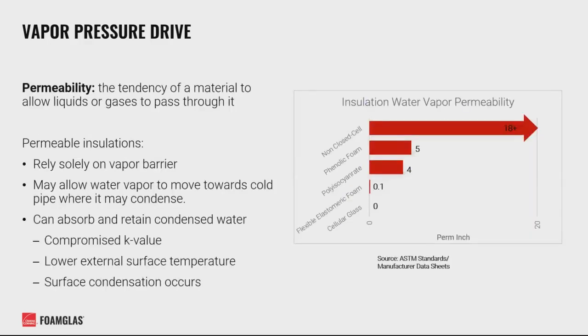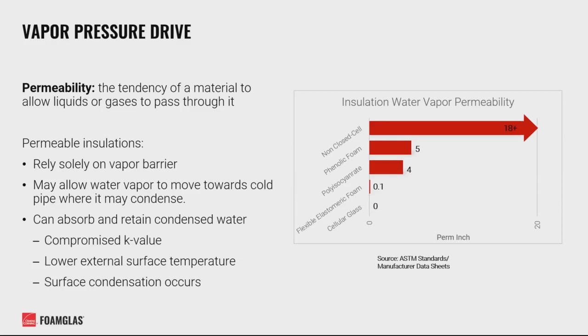When determining the right insulation material for your chilled water system, one property you may want to consider is the permeability of that insulation material. Permeability is the tendency of a material to allow liquids or gases to pass through it. Permeable insulations rely solely on the performance of an external vapor barrier to keep water vapor out of the system. If that vapor barrier becomes compromised, permeable insulations can allow water vapor to move towards the cold pipe, where it may then condense along the surface as dew.